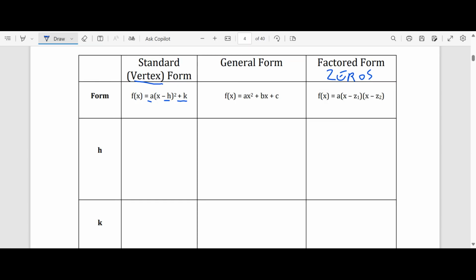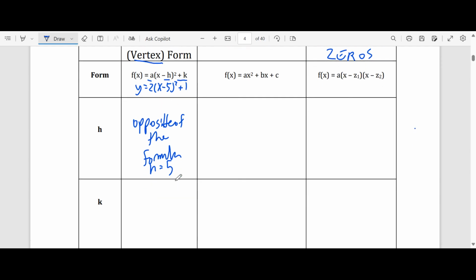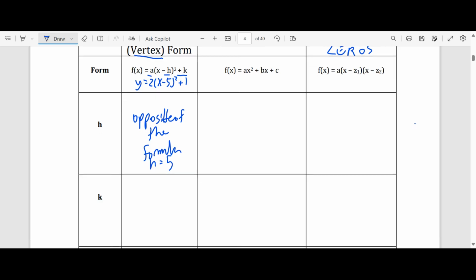So h, if I'm given a rule, then h is basically the real value, opposite of the formula. So if you had, let's just write down an example, y is equal to 2(x minus 5) squared plus 1, then h would be equal to 5. Opposite value, so from the formula, the real value to graph it would be h is equal to 5.